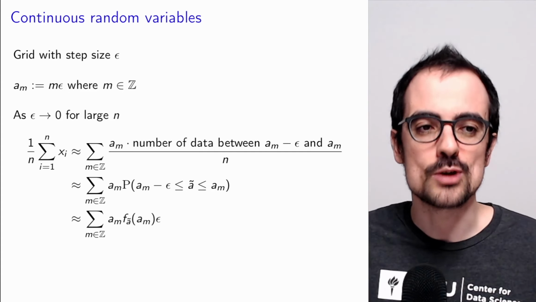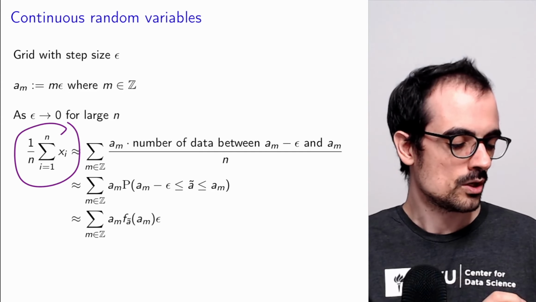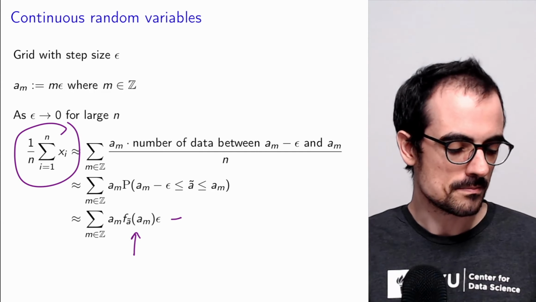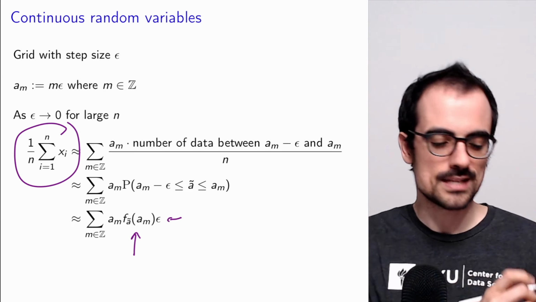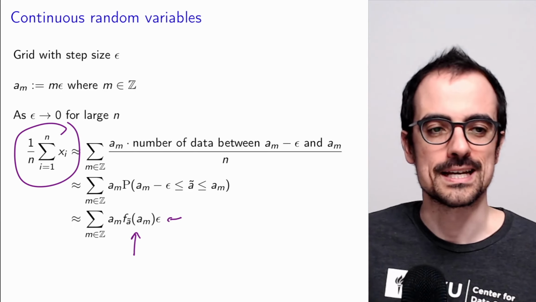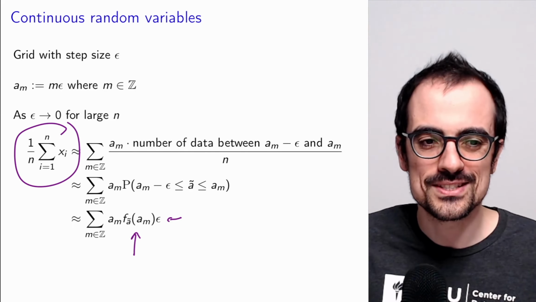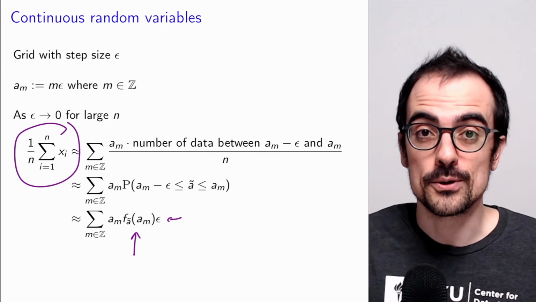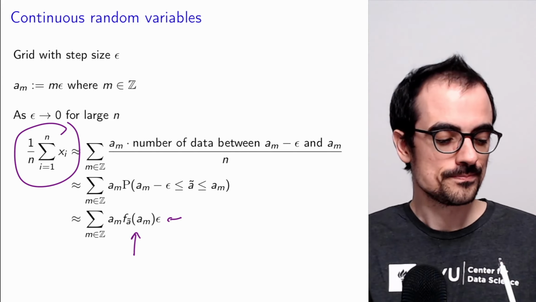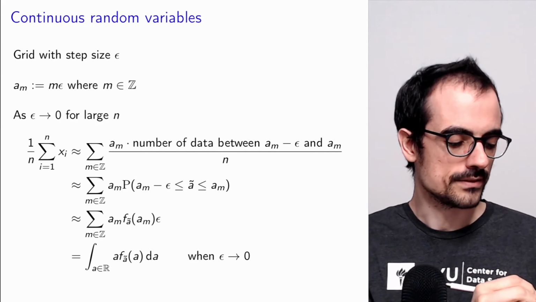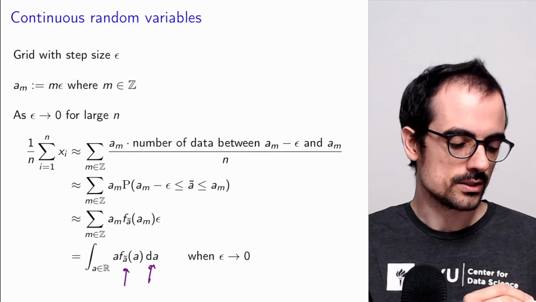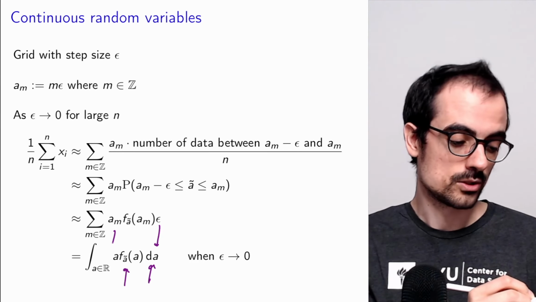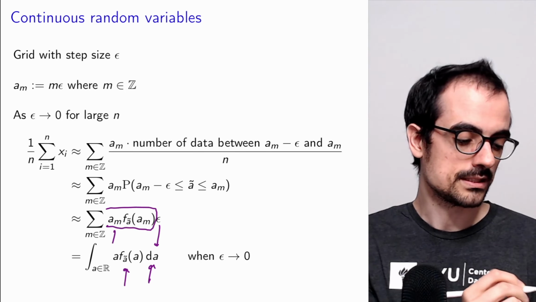So now we have an expression for the average, which is in terms of the density of the random variable multiplied by this small number epsilon, and we're summing over a grid over the whole real line. So you remember your calculus, when we take the limit of this when epsilon goes to 0, what we get is a Riemann integral. Here this differential is what epsilon becomes, but we have an integral of this whole function. What is this function?